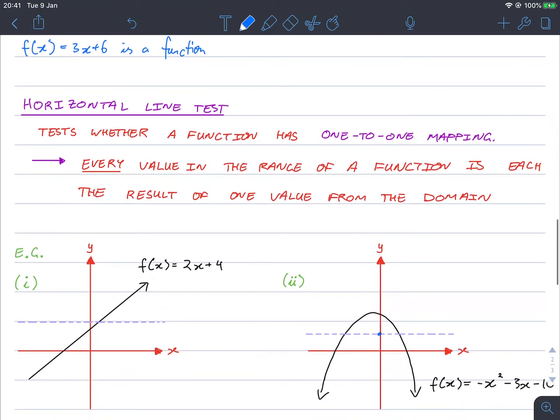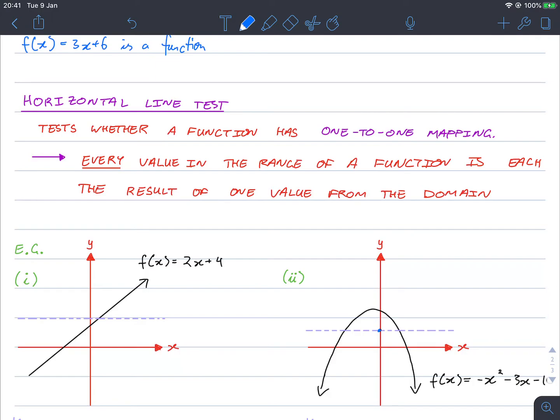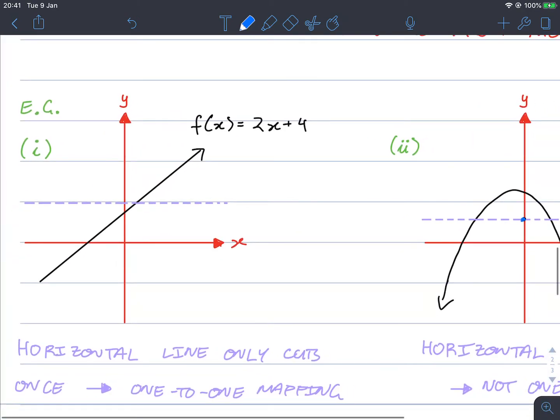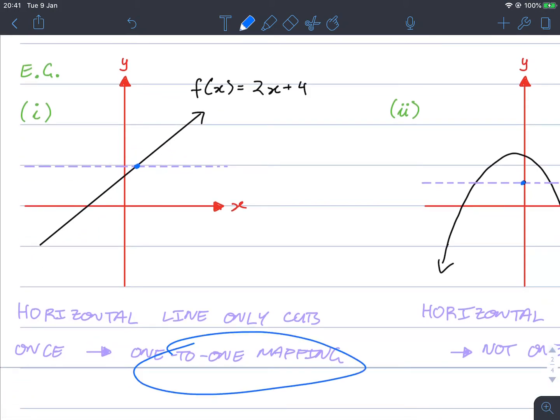There is also the horizontal line test, but this doesn't test whether it is or isn't a function. This only tests whether a function has what's known as one-to-one mapping. Okay? One-to-one mapping means every value in the range of a function is the result of one value from the domain. Here are two comparisons. We have a linear function again. If we do a horizontal line, as I've shown here, this value, let's say it might be y equals 10, this value of y equals 10 is the result of only the one value of whatever this is here. So y equals 10 is the result of one number in the domain. So this has one-to-one mapping.